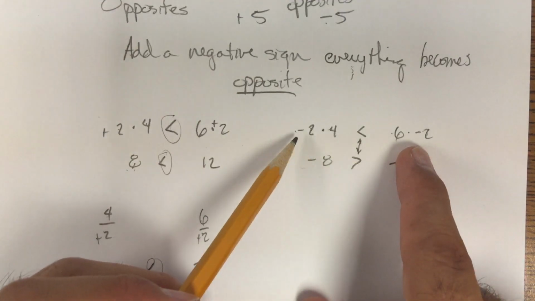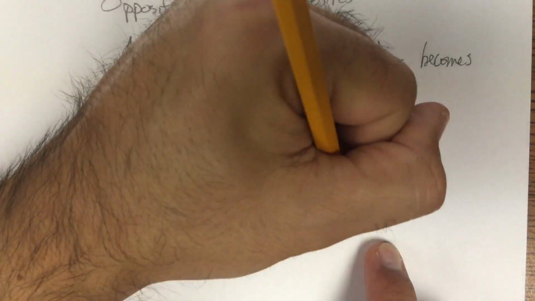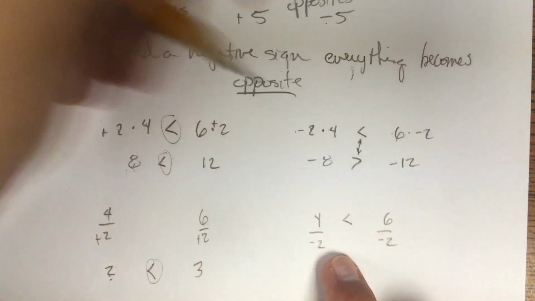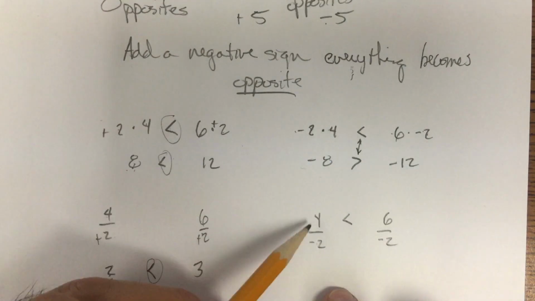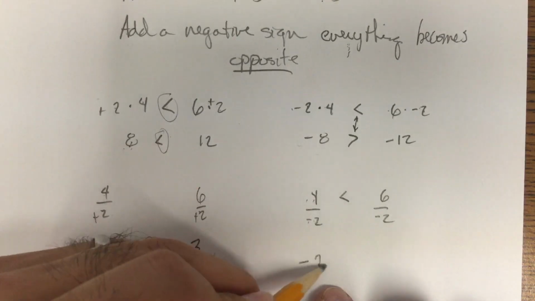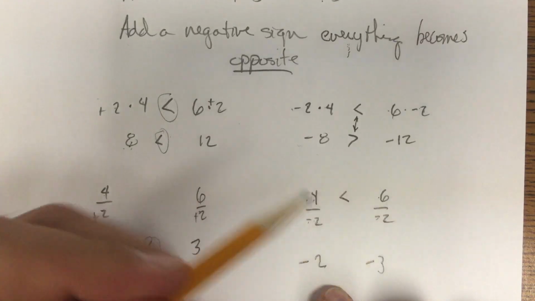Now, usually it's not about multiplication. Usually it's about division. So let's do a division example. 4 and 6, the inequality symbol is less than. If I divide by negative 2, if I do it on one side, you've got to do it on the other side. 4, positive and negative make a negative. 4 divided by 2 is 2. Positive and negative make a negative. 6 divided by 2 is 3.